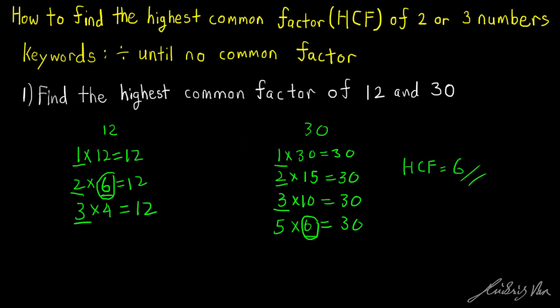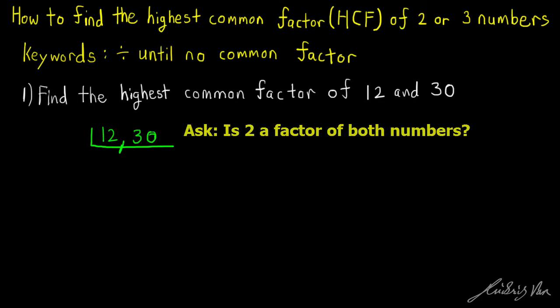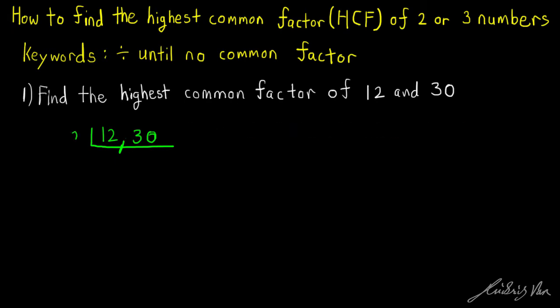But this method is very long, so we can do something easier, and I will show you how, and this is by prime factorization. So we write 12 and 30 together, and we ask ourselves this question: is the first prime number 2 a common factor of 12 and 30? If yes, we divide both numbers by 2. So since 2 is a factor of 12 and 30, we divide both numbers by 2. And we will get 6 and 15.